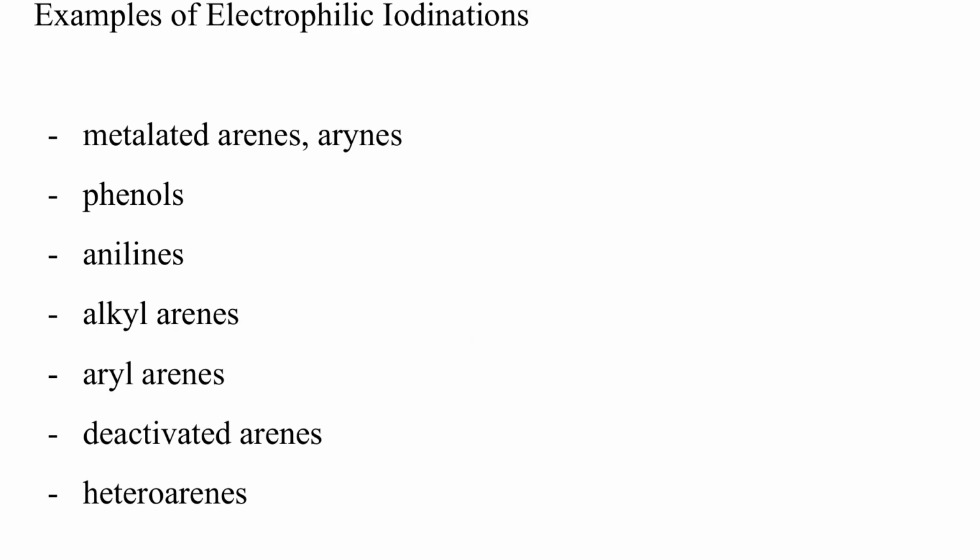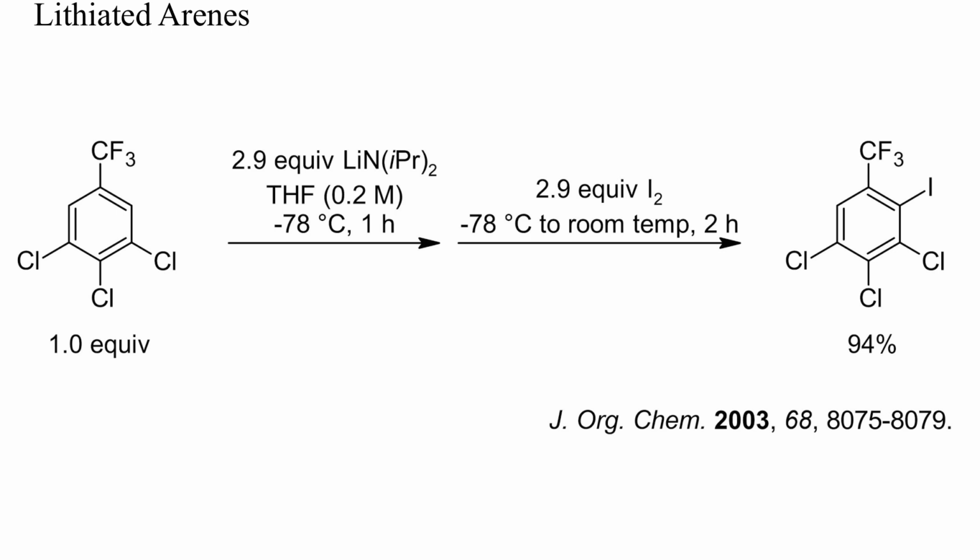Okay, let's check some specific examples. We'll go from metallated and other electron-rich arenes to less reactive arenes and heteroarenes. At the end there will be some examples of cyclizations yielding iodinated arenes and heteroarenes, and as usual a discussion of side reactions. Lithiated arenes readily react with iodine or with less reactive iodinating reagents.